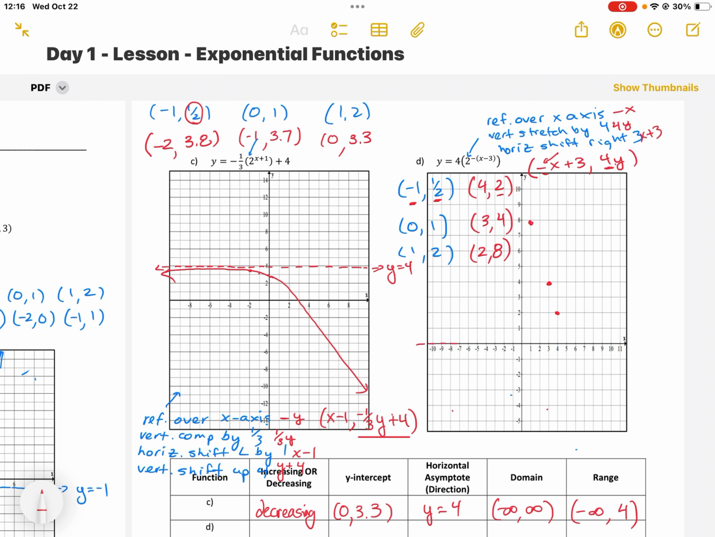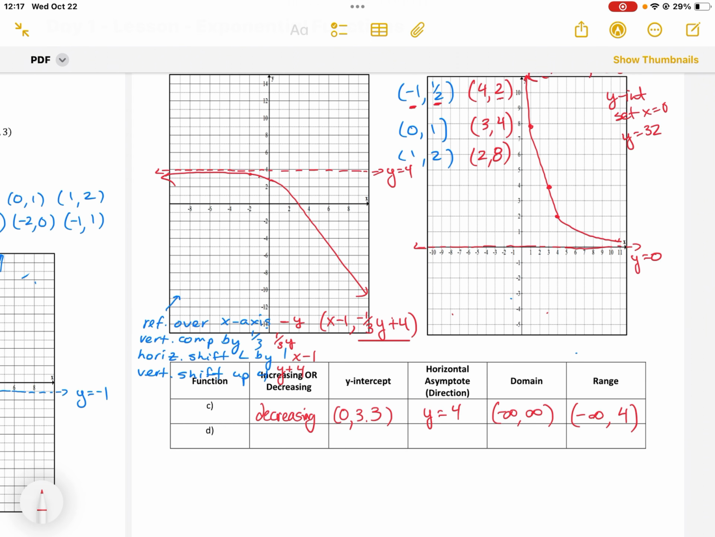And my asymptote, there's been no vertical shift, so my asymptote stays the same at y equals 0. And then my function is going to approach my asymptote, going down to the right, and then going up to the left. I just need to check what my y-intercept is. So for my y-intercept, I'm going to set x equal to 0, and I end up getting y equals 32 in that case, which I can't show on the graph, so it'll go up like this. This is also decreasing because you would be sliding down if you went from left to right.